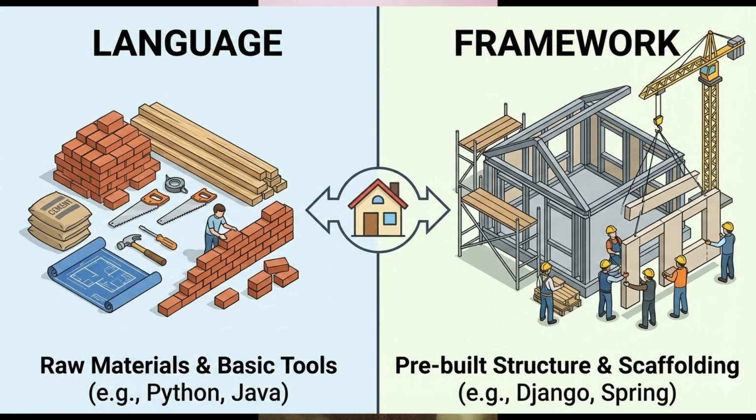Now let us understand the difference between language and framework with an analogy of house construction. During a house construction, you find different raw materials like bricks, cement, steel, etc. These raw materials are the building blocks for the development of a house. These can be represented as a language in backend development.